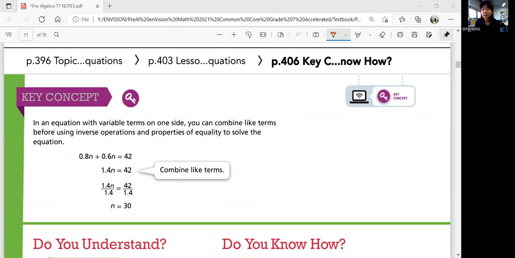All right, that was lesson 7-1, combining like terms to solve equations. In the next lesson, 7-2, we'll learn about solving equations with variables on both sides.